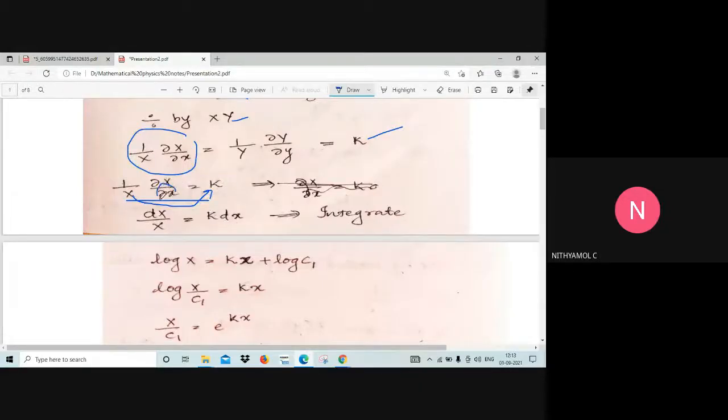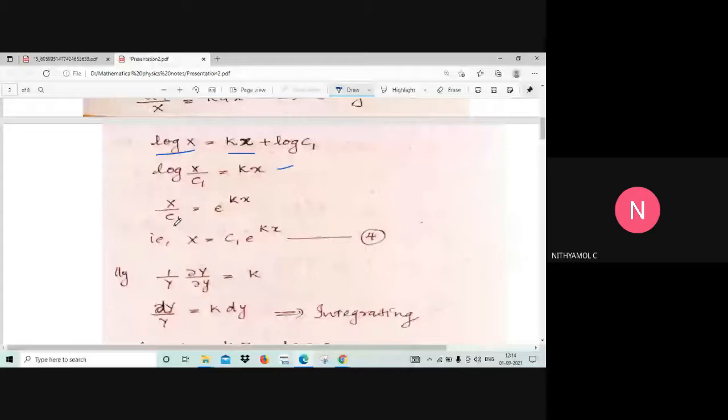Now we can integrate this equation. And log X by c1 is equal to kx, or X by c1 is equal to e raised to kx, X equal to c1 into e raised to kx. That is equation number 4.